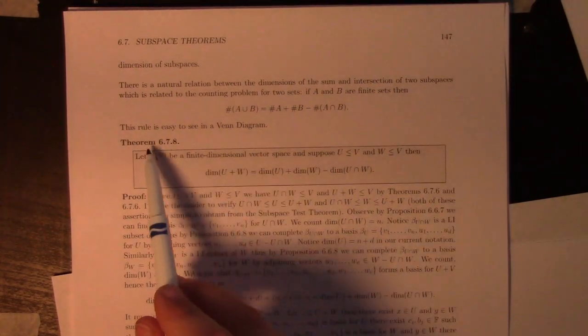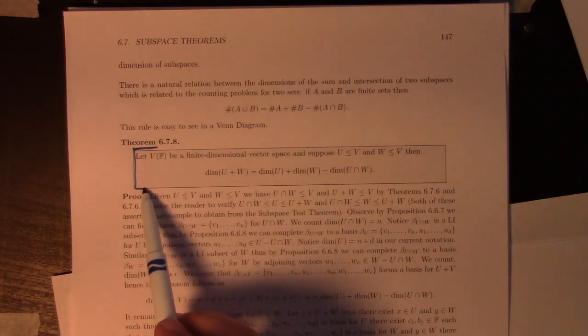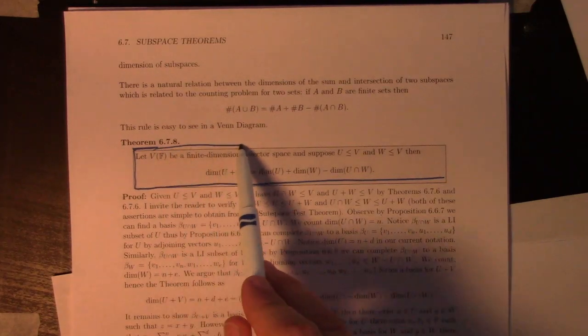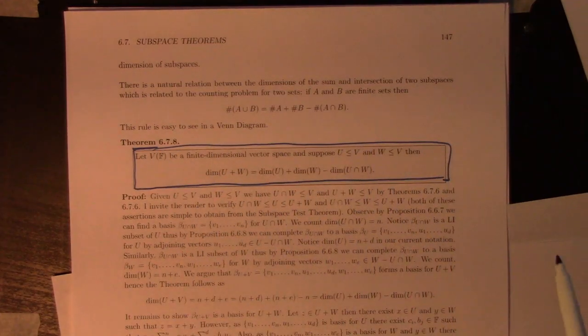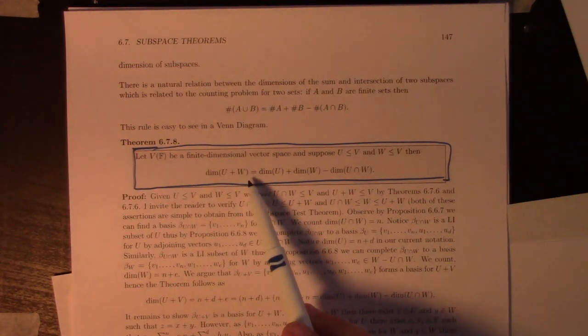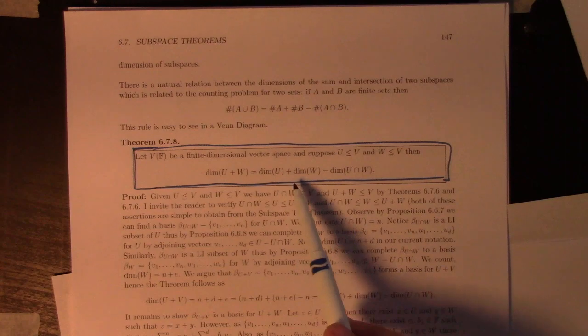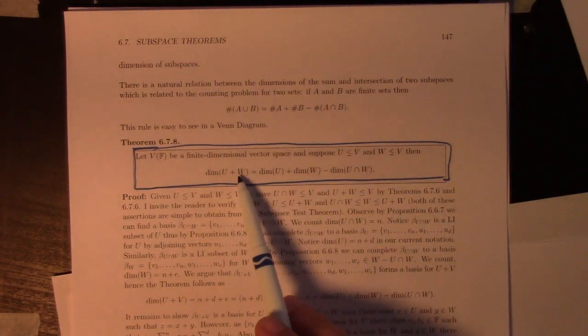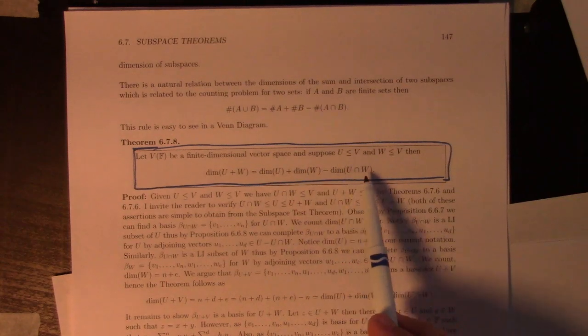This is not an easy theorem to prove. It took me a while to sort through the proof here, and if I do it in class, it takes me a whole period, or at least a half hour, I don't know. The dimension of u plus w is the dimension of u plus the dimension of w minus the dimension of the intersection. The proof is kind of involved, but there you go. That's the relation between the dimensions of the sum and the subspaces and their intersection.